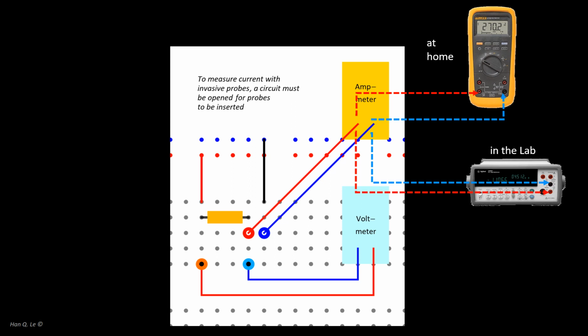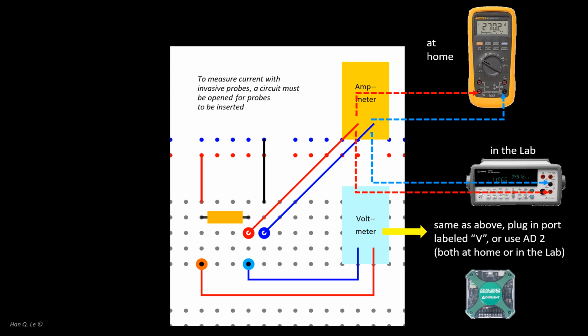For voltage measurement, there are 2 options like the current measurement also. But one probe should be plugged in the port labeled V. There is a third option if you are familiar with the AD2. This option is very desirable and convenient, and if interested, watch the part B5 later of this presentation.